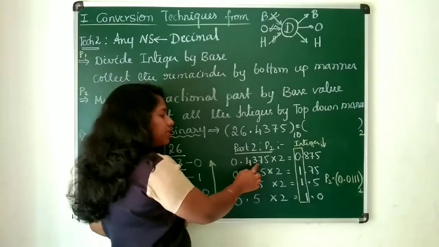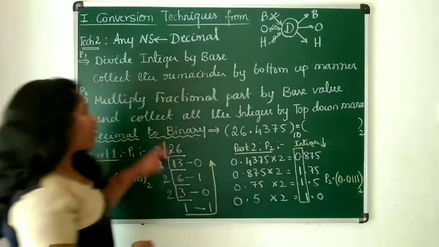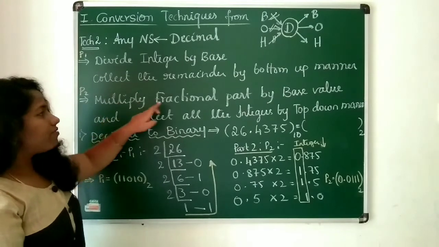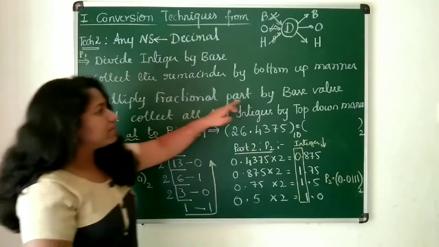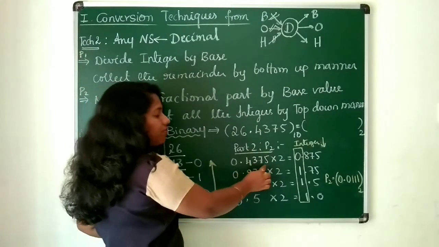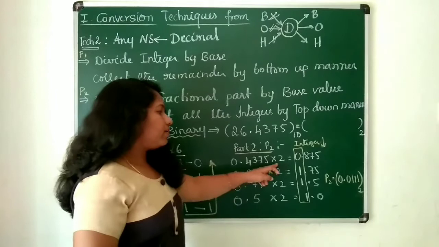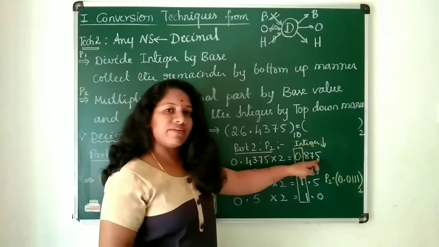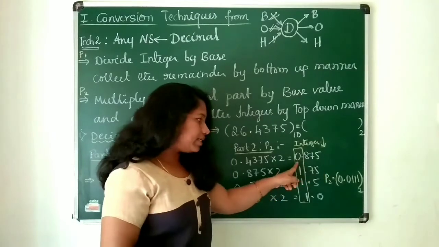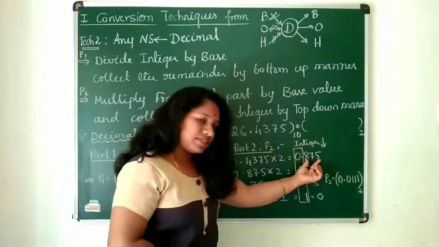I need to multiply by 2. The second part of the hint says that the fractional part must be multiplied by the base value. That I have done here. 0.4375 is multiplied by 2 and the answer is 0.875. And again take the fractional part. Don't take the integer part here. Only take the fractional part for the further multiplication.